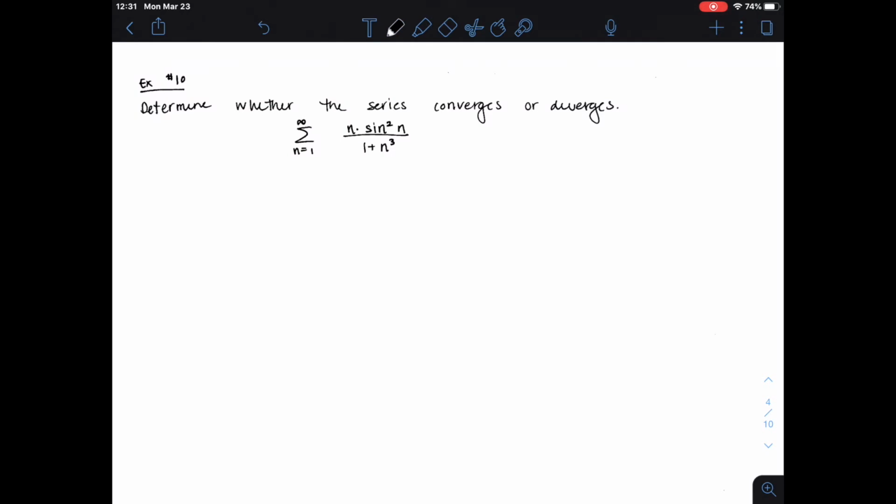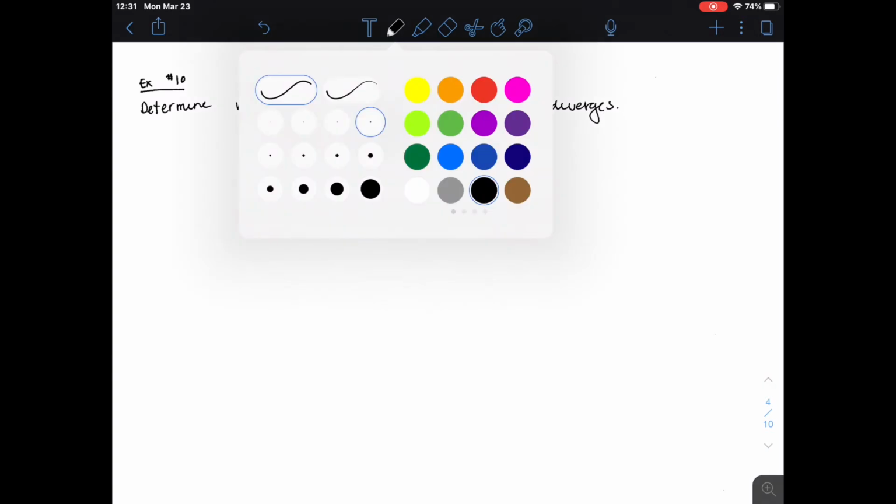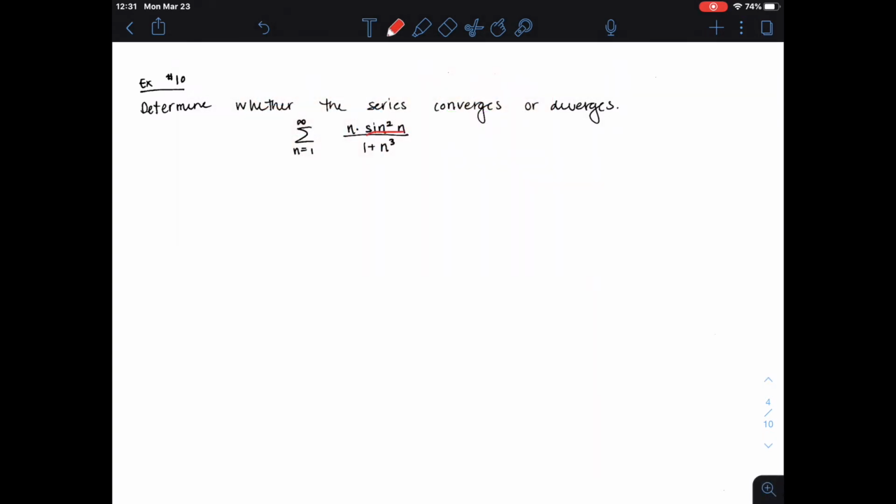Let's determine if the series is convergent or divergent. Right. So this one's a little bit harder to make a guess as to what's going to happen. But again, sine squared is always going to be stuck between -1 and 1. So ignore that plus 1. So our guess will be it looks like n over n cubed, which is a p-series.